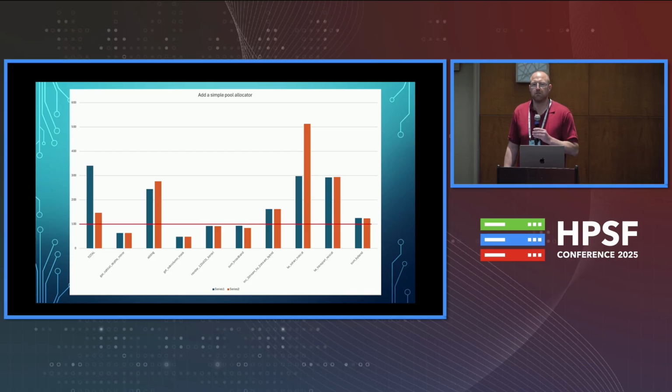Yes. Oh, sorry. Do you see the red line with 100? Yeah. No, above is slower, and then below is faster.